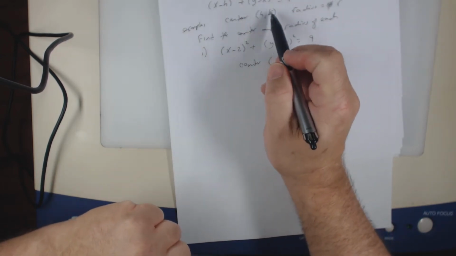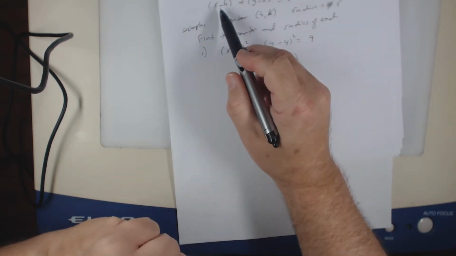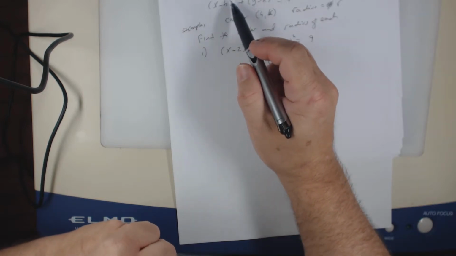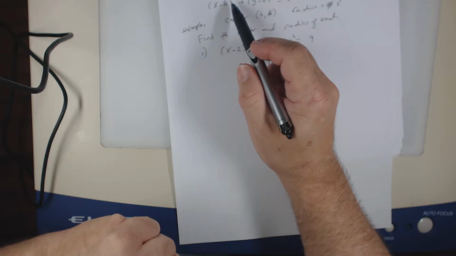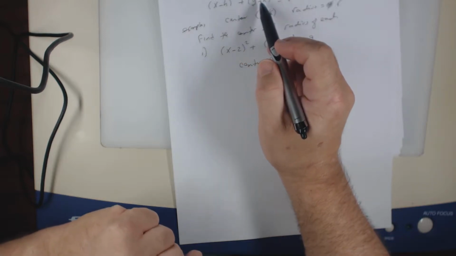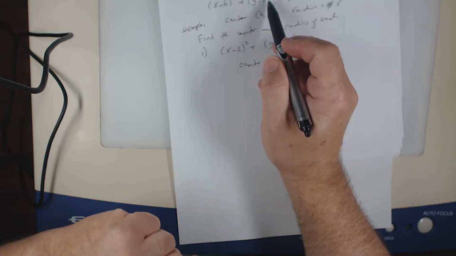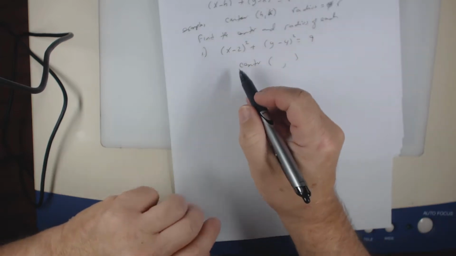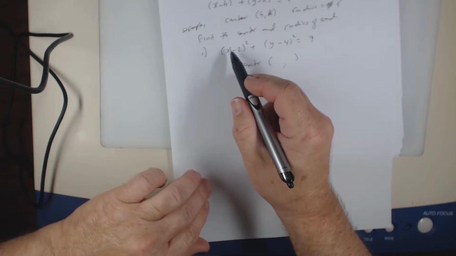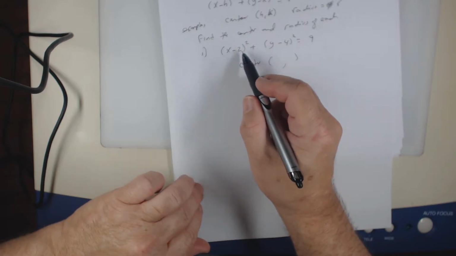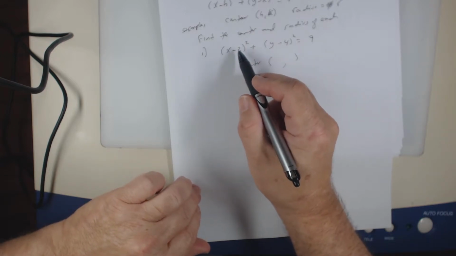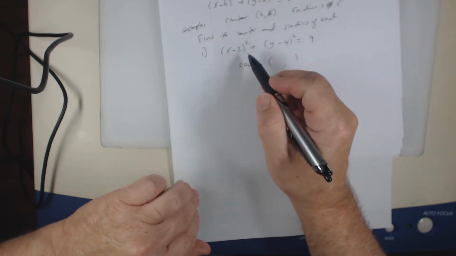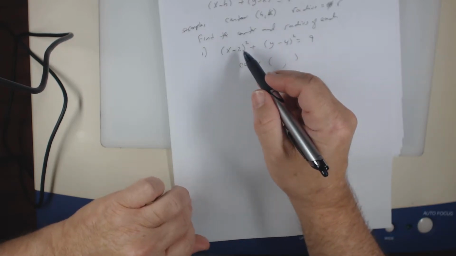The center is (h, k), right? So it's got to look like this: x minus, and then whatever h is, that's your h. y minus, and then whatever k is, that's the y coordinate of your center. So this right here is of that form, x minus h, y minus k. So now I'm going to ask you again, what do you think h is?